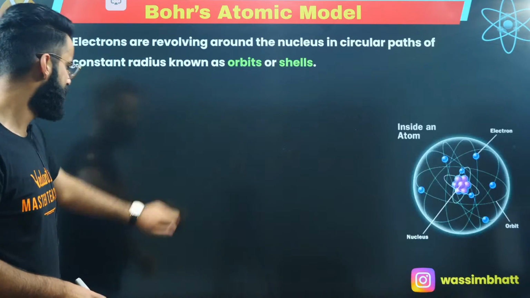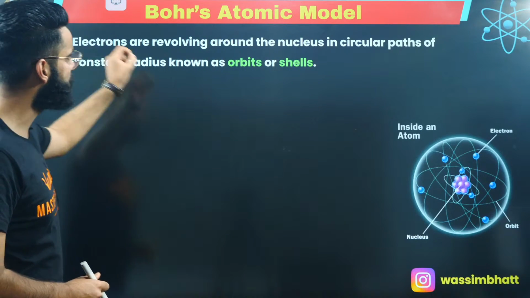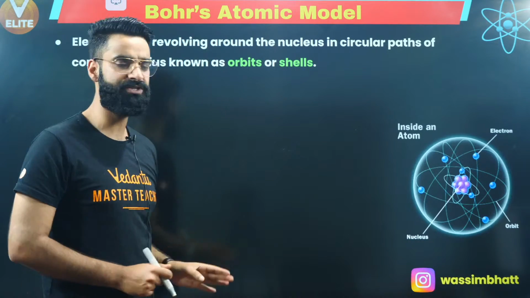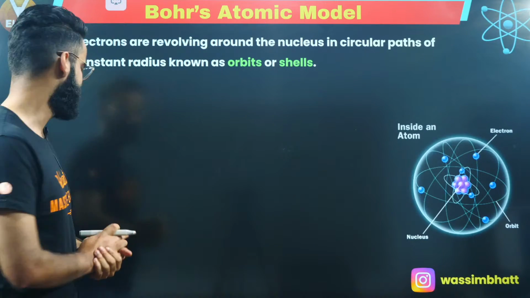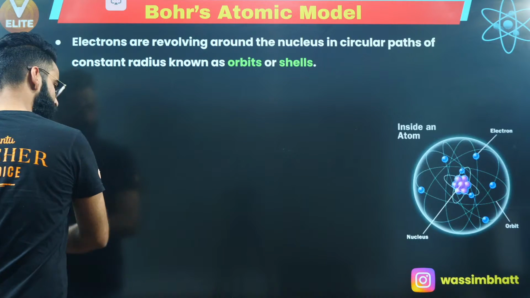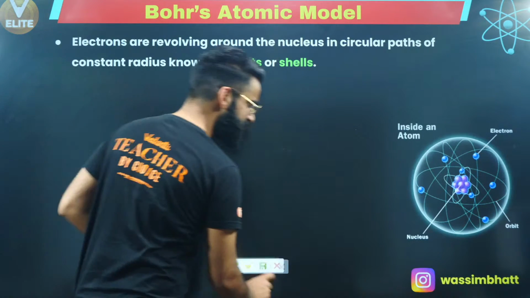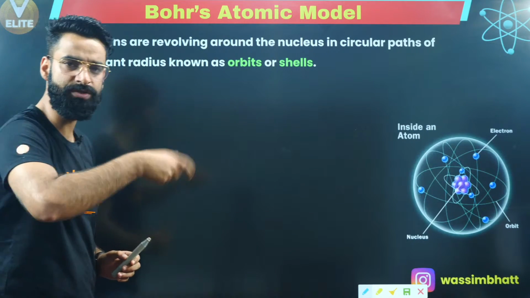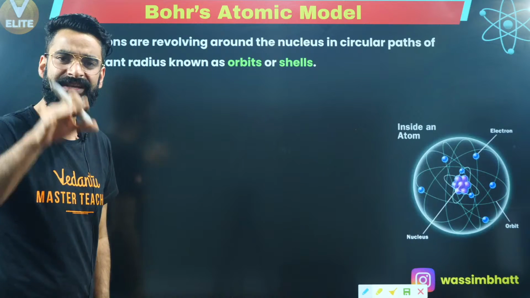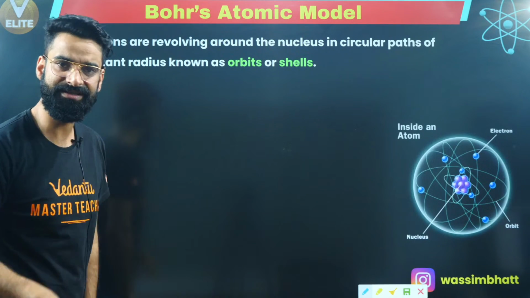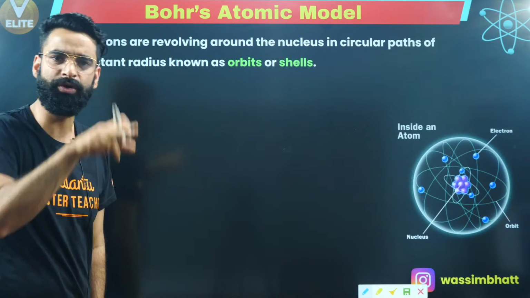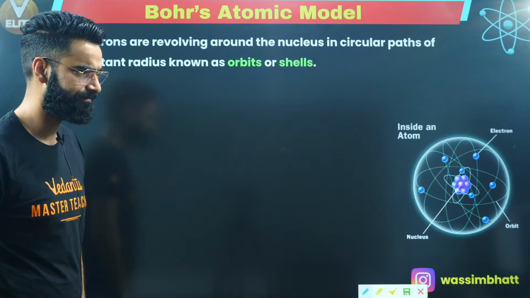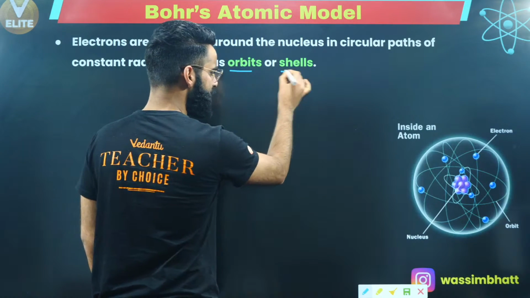Now people, electrons revolve around the nucleus in circular paths of constant radius known as orbits or shells. As per your Bohr's model, the electrons continuously revolve around the nucleus in circular paths, and those circular paths have a fixed, constant radius. We call those fixed circular paths orbits, or you can call them shells as well.